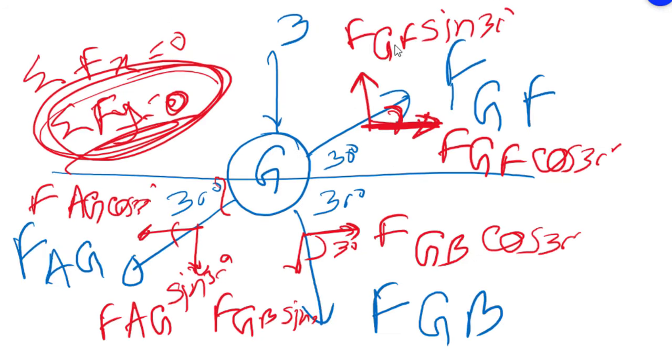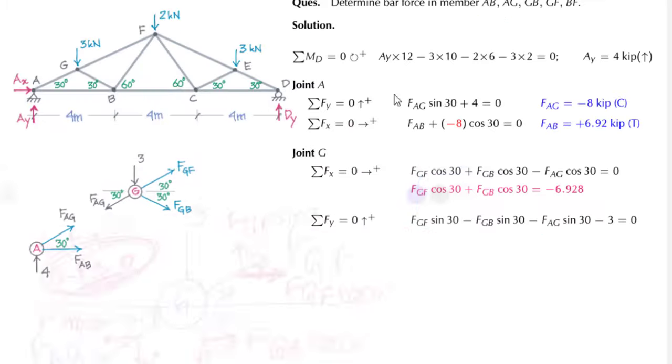If you take summation of Fy equals 0, you will get positive FGF, negative FGB because this is downward, this is also downward, negative FAZ, and last of all minus 3, the external force. So let's look here. FGF sin 30 only positive, FGB negative, FAZ negative, and minus 3. So now we have two equations. This is one equation, this is another equation, and we have two unknowns, FGF and FGB, and you know how to solve this, right?